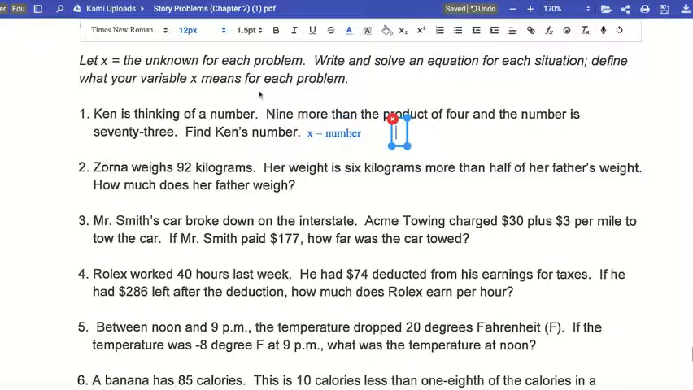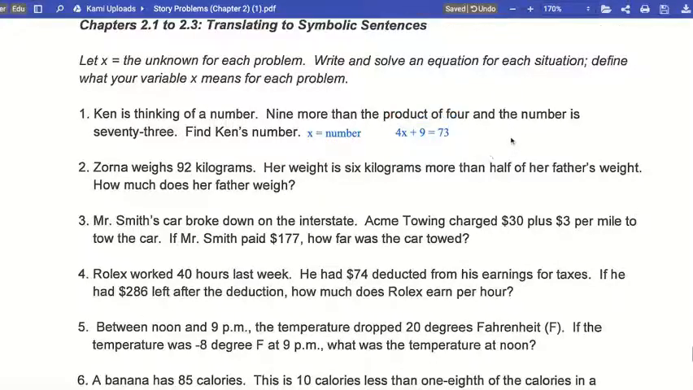Here, I know my equation is 9 more than the product of 4 and the number, so 4x. And it says 9 more than that. And then remember, is means equals, and then we have 73. So that would be our equation.